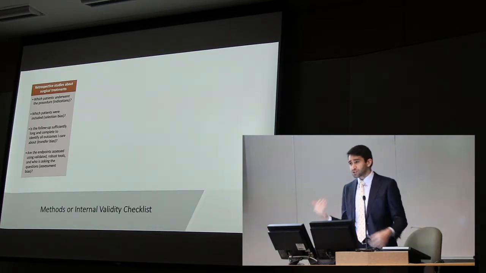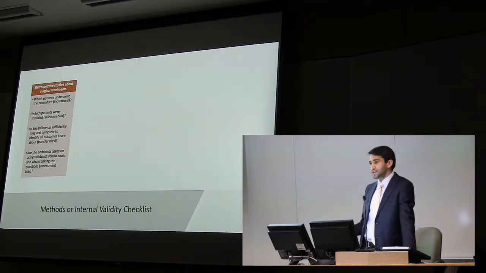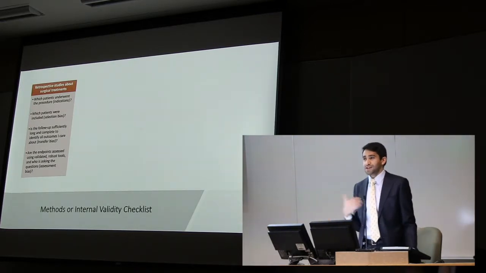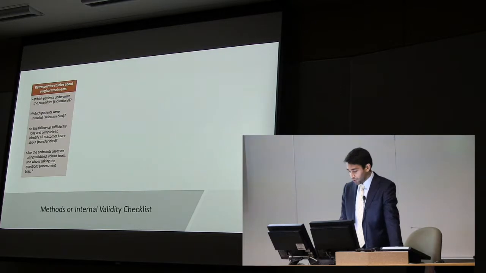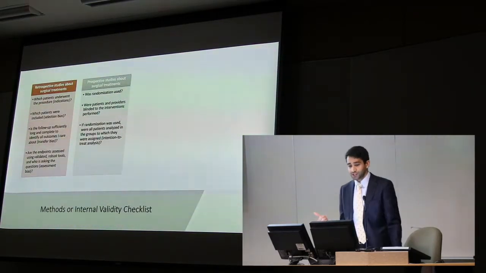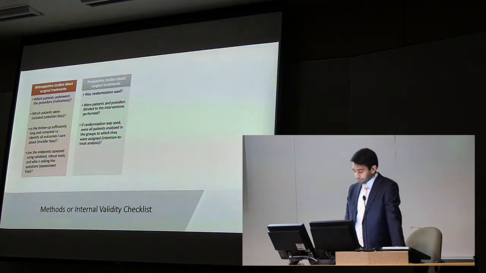So for retrospective studies, you want to see what patients were included, but also what were the indications for them to actually get a procedure. Was the follow-up sufficient for them to look at the outcomes that I actually care about? And were the outcomes validated with some robust tool? Same questions apply to prospective studies, except now randomization may come into play. So what randomization scheme did they use? Were the providers blinded to it? And was intent to treat analysis used?